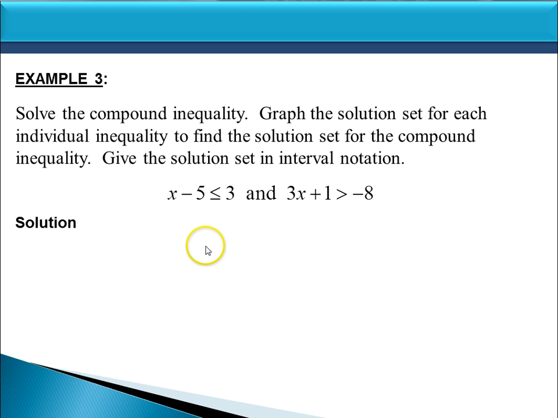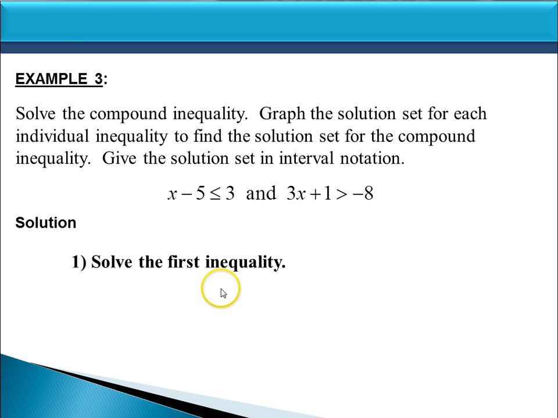Okay, let's look at another one. This one, now we're going to have to actually solve this inequality, because you'll notice that the x's are not isolated in this example. So we're going to solve the inequality, and then we're going to do just like we did with the last example. We're going to graph each solution set individually, and then we will look at the overlap to find the intersection of these two.